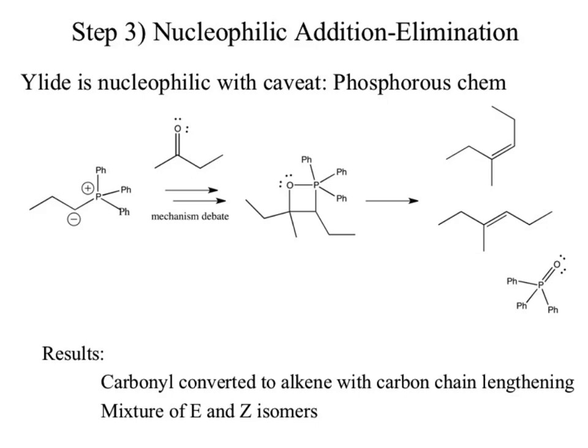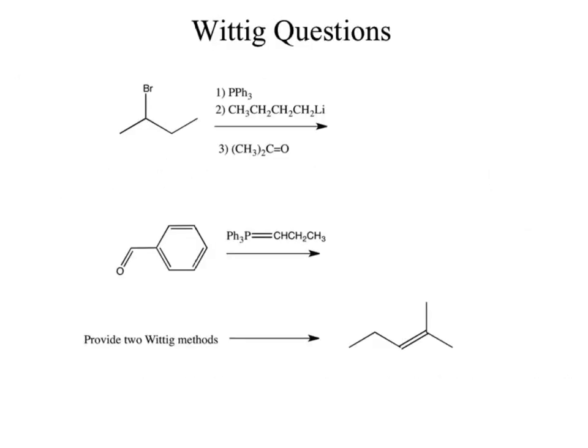You end up looking at a variety of different ways to represent the Wittig. The first example, we showed it as 3 distinct steps. We start with the alkyl halide. We add the triphenylphosphine, we add the butyllithium, and then we add our carbonyl.